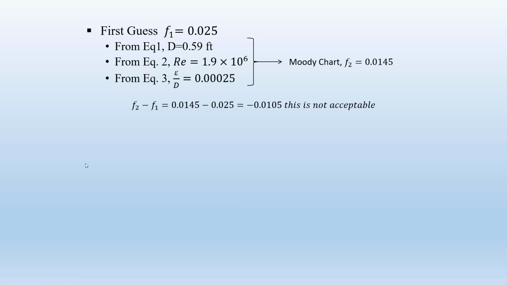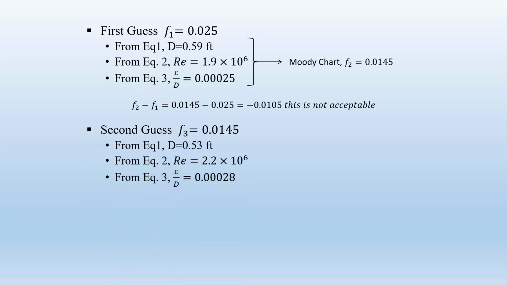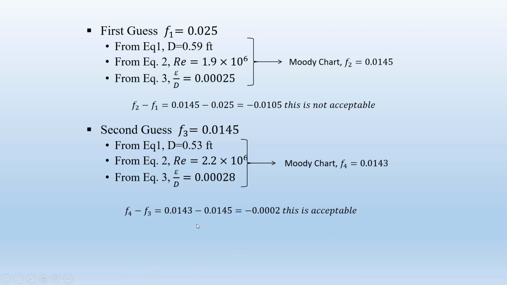So my second guess is F equals 0.0145. By using this F, I found the new Reynolds number and relative roughness. Then, with the new Reynolds number and relative roughness, I found the new friction factor, which is 0.0143. Here you can see the difference between the new F and the previous F is 0.0002, which is acceptable. So you are good.